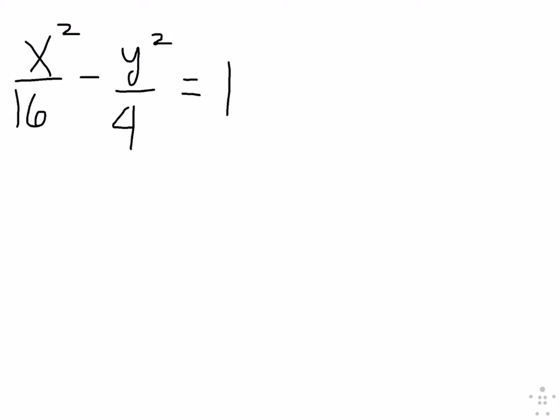So here's what I need you guys to tell me. First of all, what is the square root of 16? 4. So for this particular thing, since it's underneath the x, our vertices are plus or minus 4.